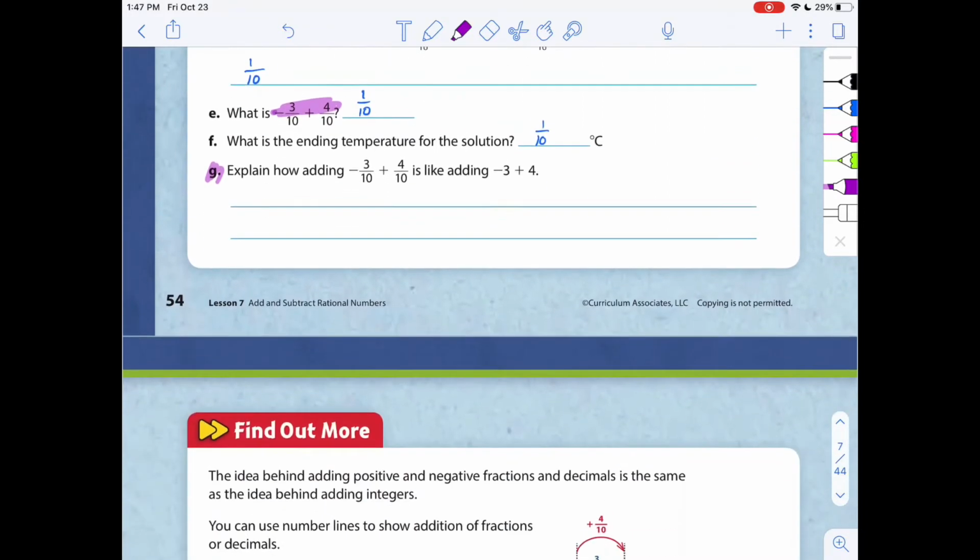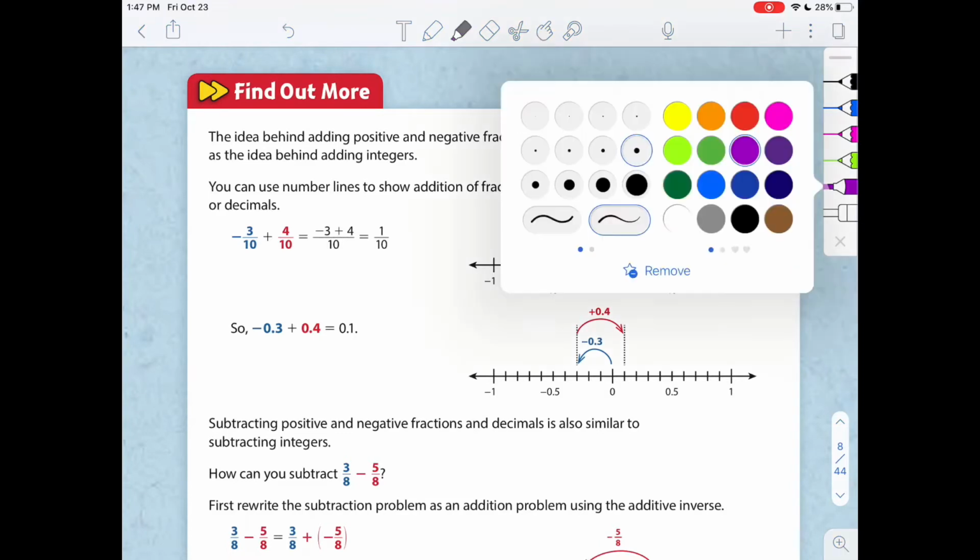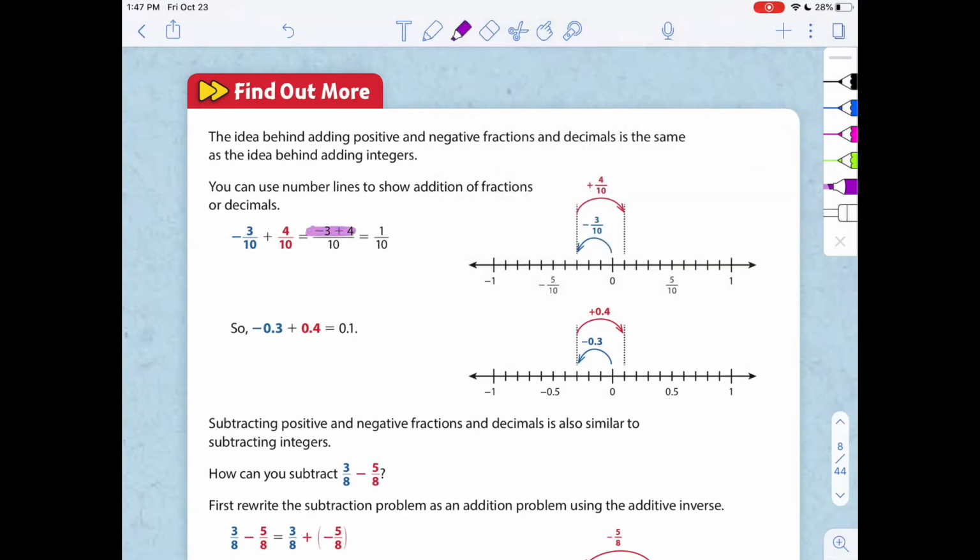Now let's find out a little bit more information. The idea behind adding positive and negative fractions and decimals is the same idea behind adding integers, like we reviewed earlier. You can use a number line to show the addition of fractions or decimals. So in the previous problem, negative 3/10 plus 4/10 is really simply just adding the negative 3 plus 4 to get the 1, and the denominator stays the same. And you move the same direction on a number line, starting at negative 3/10.